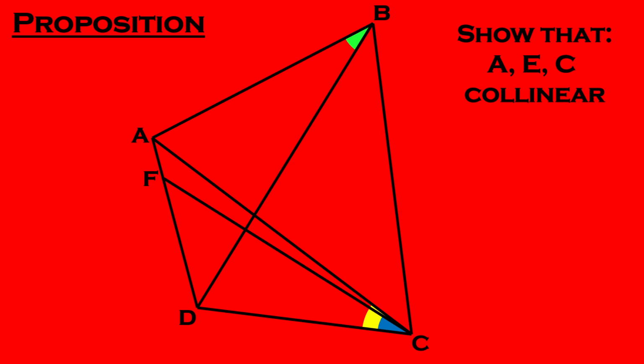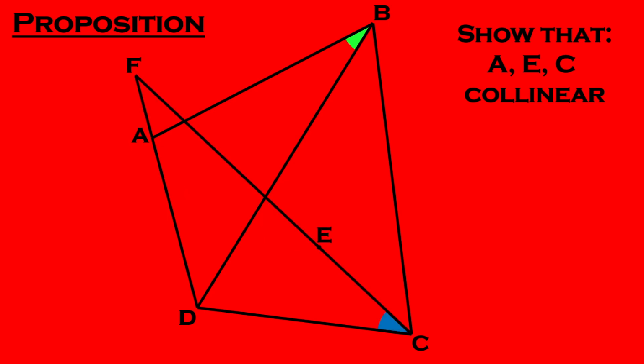But we can also see that the yellow angle is bigger than the blue angle. Therefore, because these two angles cannot be at the same time equal and unequal to each other, we conclude that point F cannot be lying on the interior of AD.